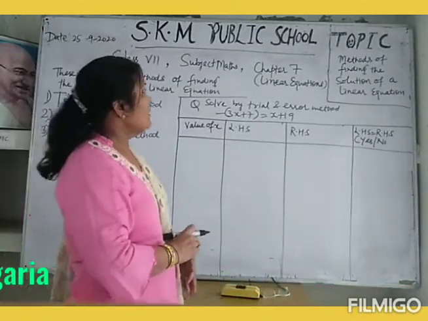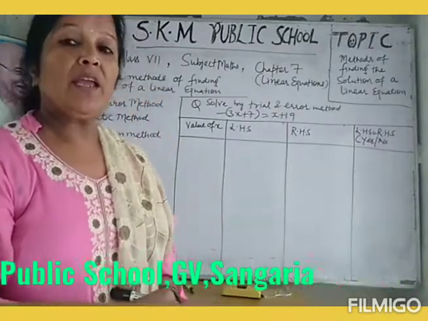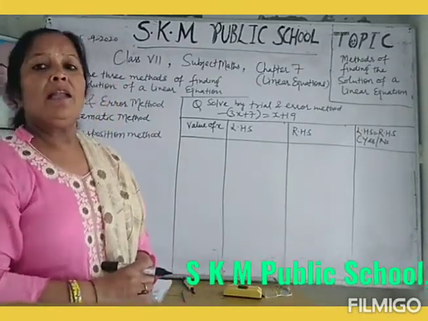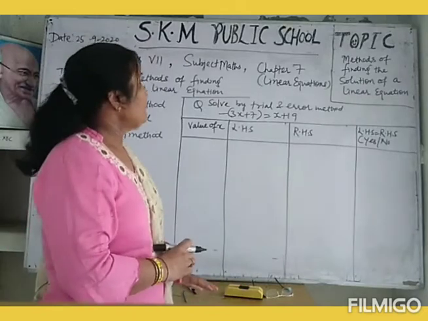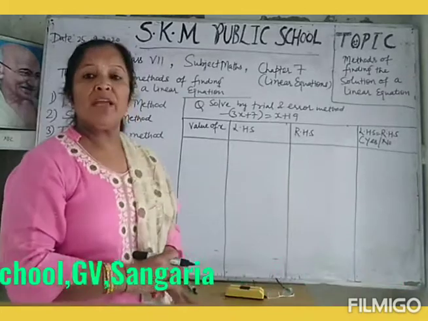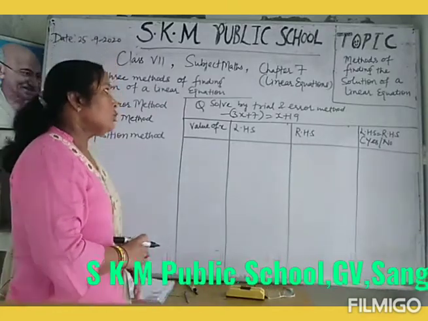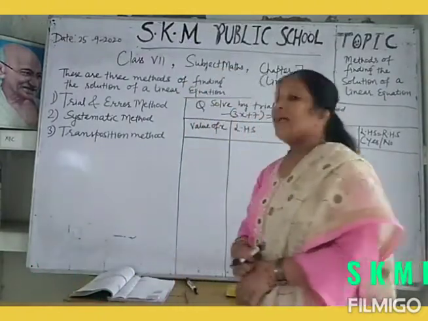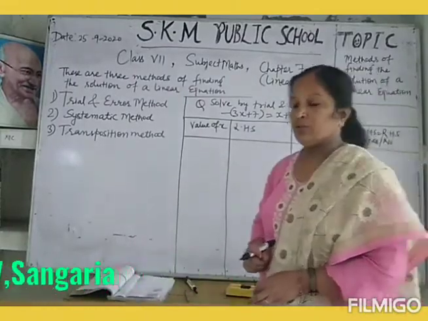and check whether at that value of x the left hand side and right hand side become equal or not. We will check the value of x at which both the sides of the equation, left hand side and right hand side, become equal. So we keep on giving values to x and check both the sides after giving the values to x.